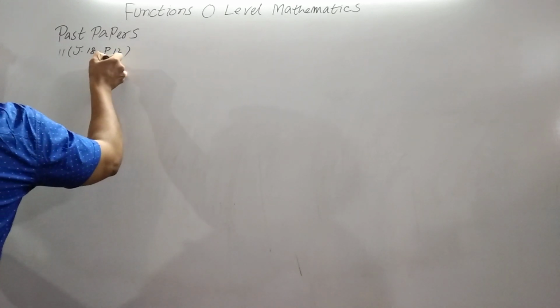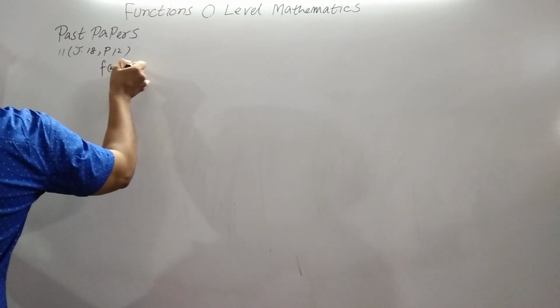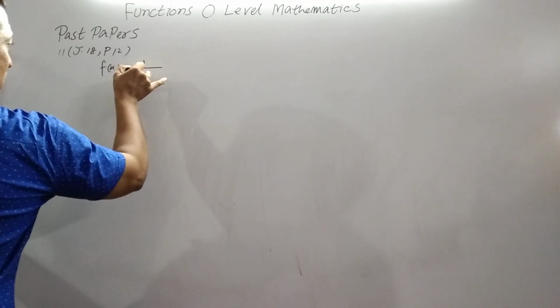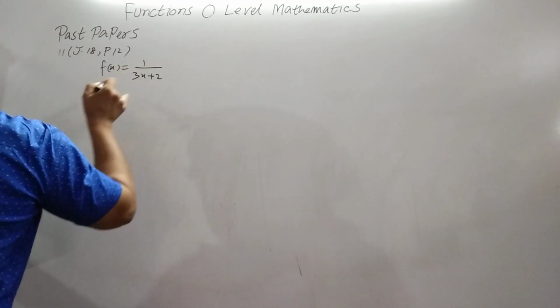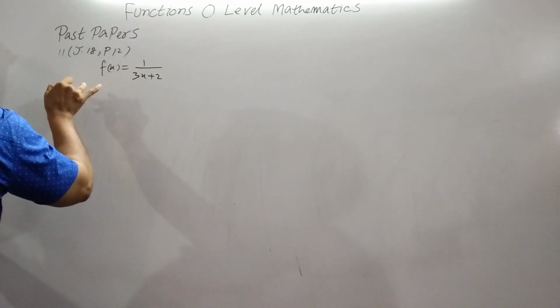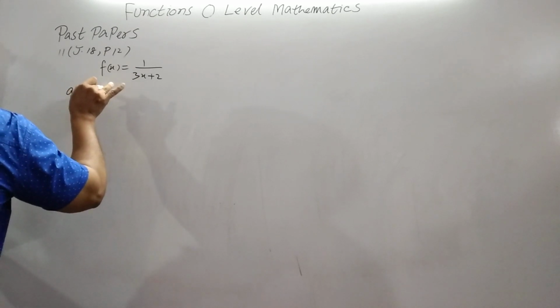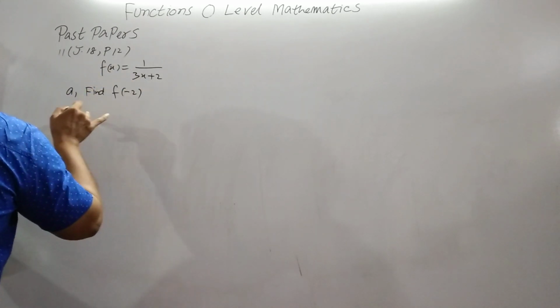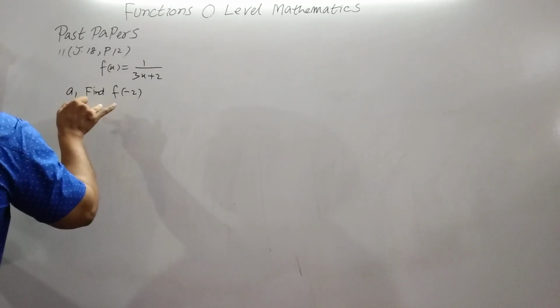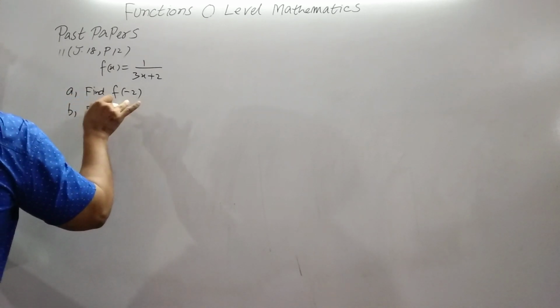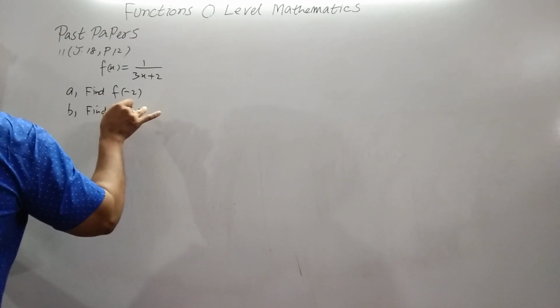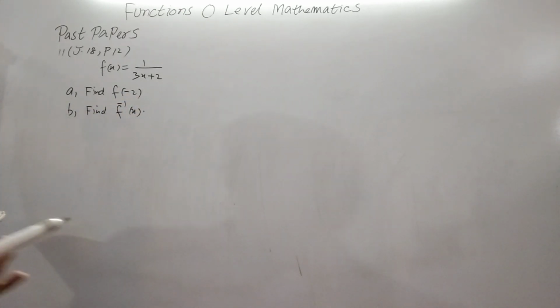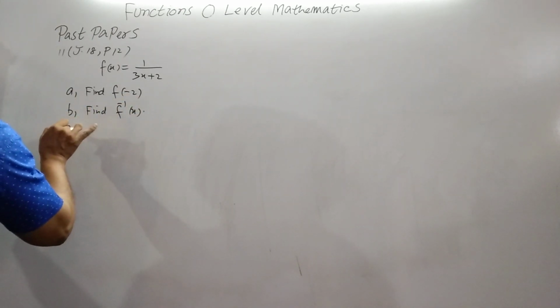The question is f(x) is equal to 1 over 3x plus 2. Part A: find f of minus 2. Part B: find f inverse x. Very easy, too easy.